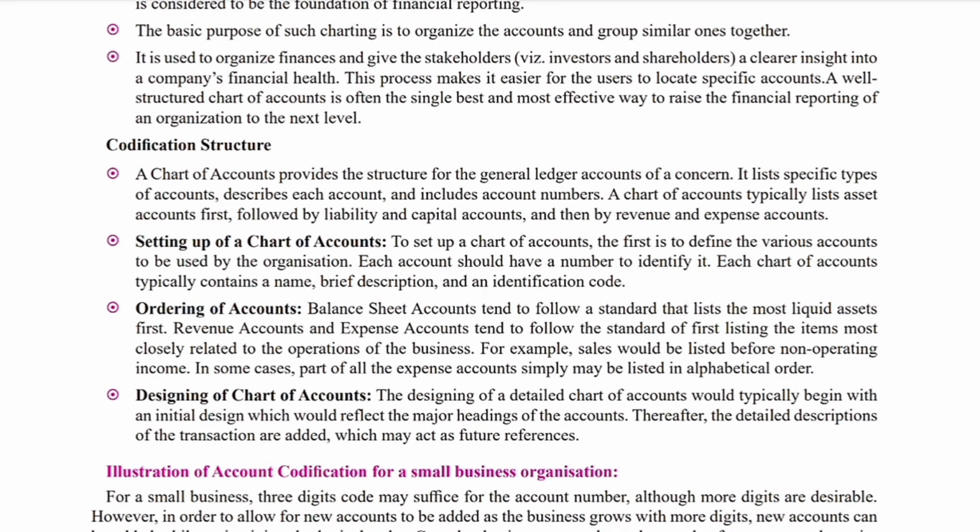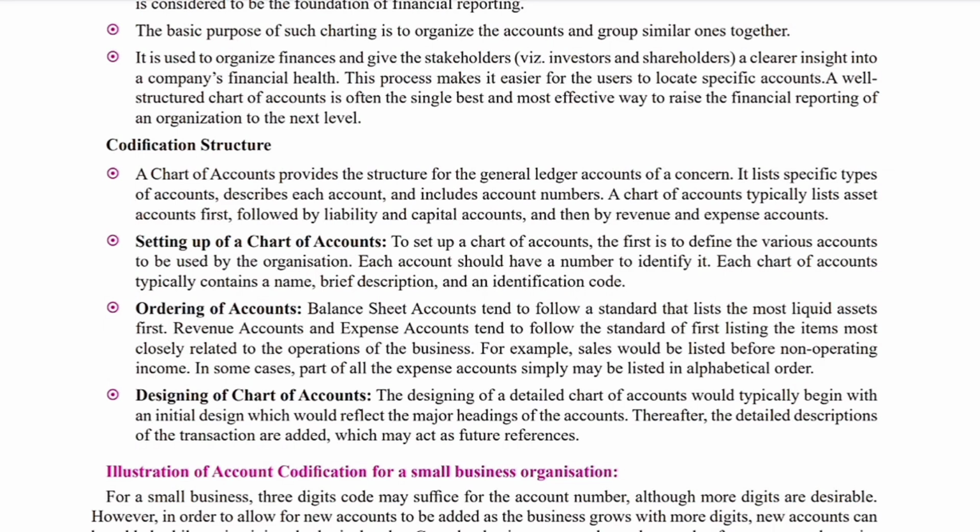To set it up, that is what we say in codification structure. First of all, we have to decide what accounts the company needs, like cash, rent, sales, etc. Then we have to give each account a unique number, like an ID card number. Like in ID cards, there will be a different number for different people, right? Likewise, for each account we have to give a unique number, and also a brief description and name for each account, like a label on a folder.